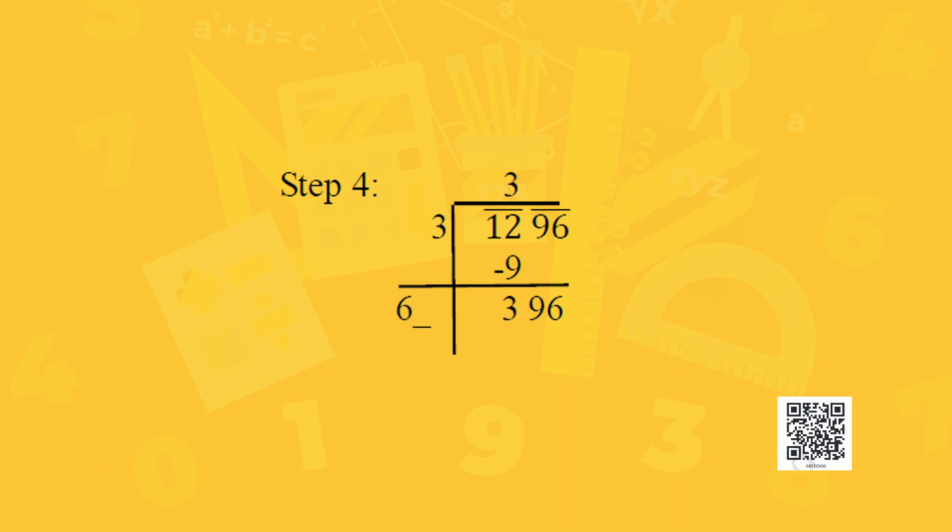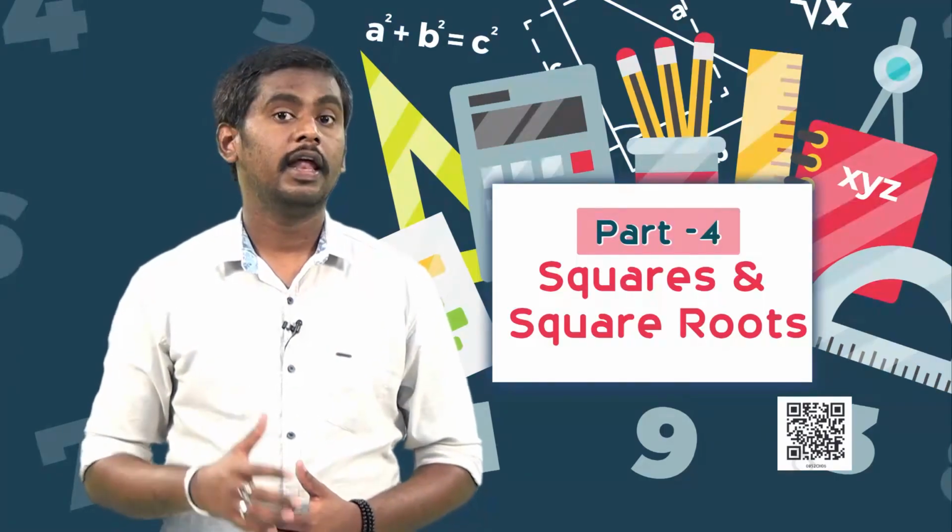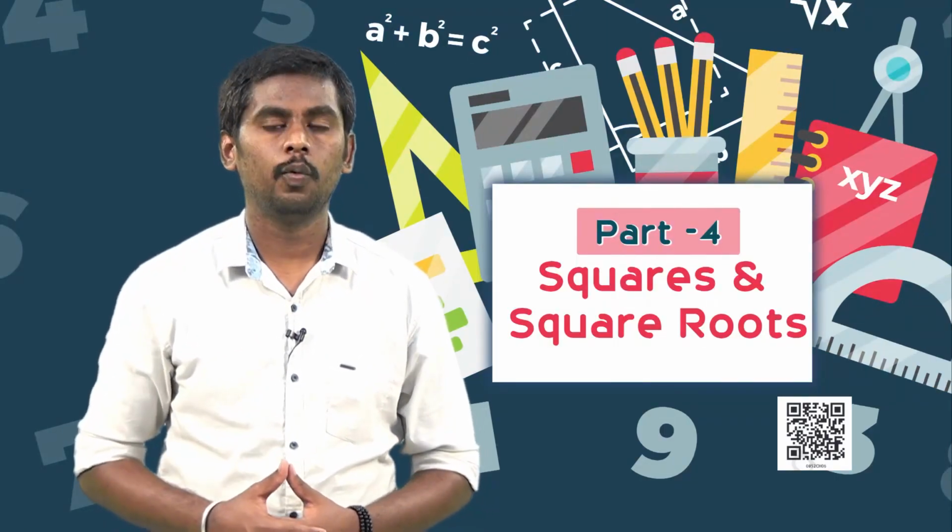So here our divisor was 3, if we double it we get 6, and let's write down a blank on its right. So in step 5, we need to guess the number such that it will also fill in the quotient's place. So if we write 6 there, 66 times 6 is equal to 396, and therefore we are left with the remainder 0. And since there are no other numbers to bring down, we conclude that the square root of 1296 is equal to 36. Yes students, now let's try to solve a very interesting word problem.